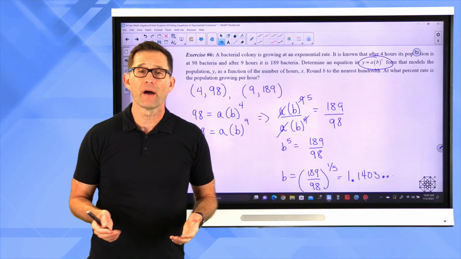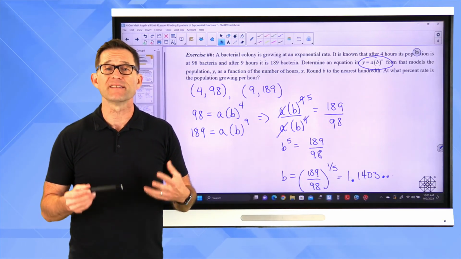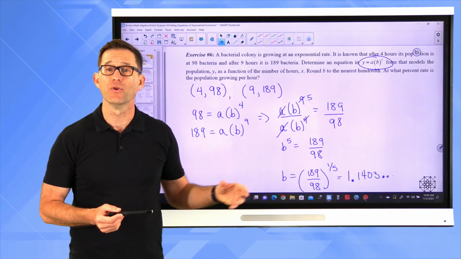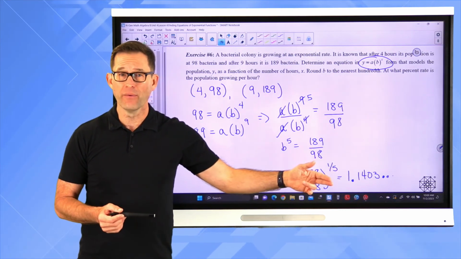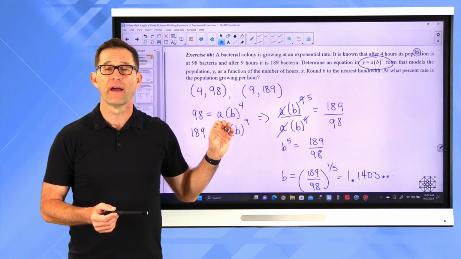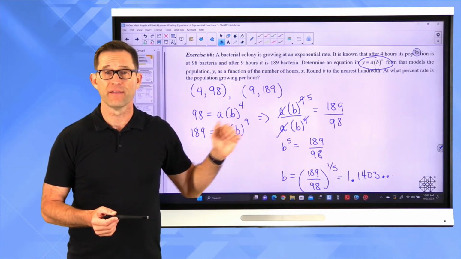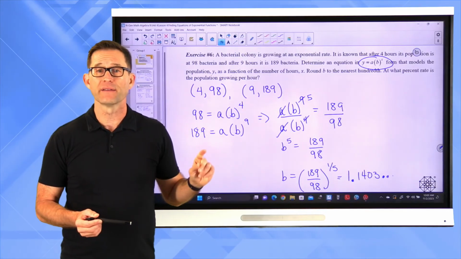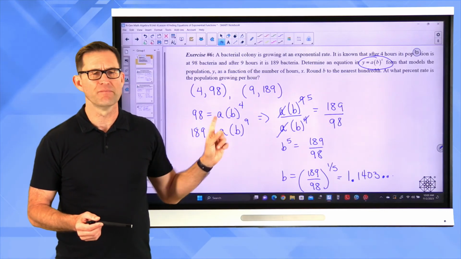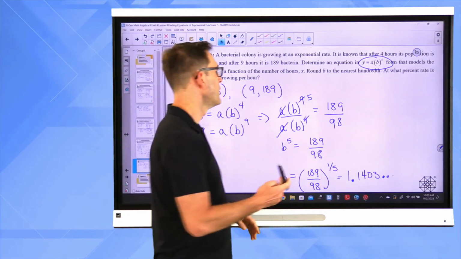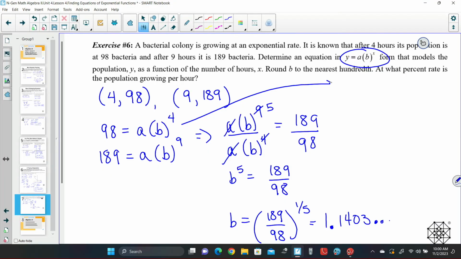But when I find the value of a, in order to keep a as accurate as possible, I'd like to not use the rounded version of b to find the value of a. In fact, I'd like to use this first equation, though either one of them works equally well. A is going to be equal to 98 divided by b, which is 1.1403, etc., raised to the 4th.